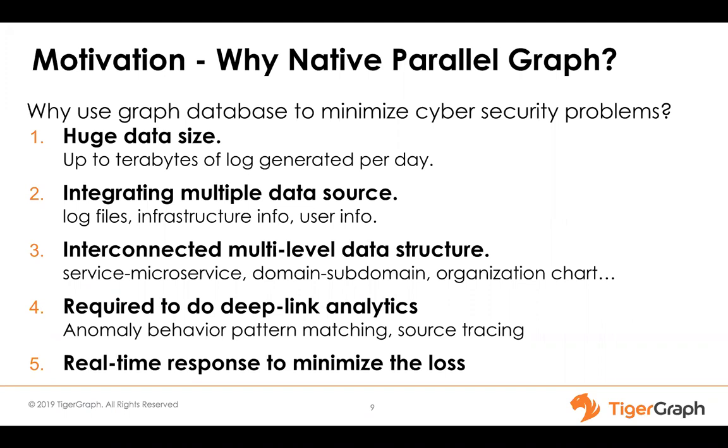And the third reason is the data is interconnected in a multi-level data structure. For example, a service can have a microservice, and a microservice may call another microservice, which makes it a multi-level structure. And so is the domain subdomain structure or organization chart, if you also want to include that in your cybersecurity solution. And the fourth reason is it is required to do deep link analytics to answer those cybersecurity questions in case we want to do anomaly behavior pattern matching or any source tracing problem. And the fifth reason is we need real-time response to minimize the loss, which with a native parallel graph, you are able to get all the insights from the database in a real-time manner.